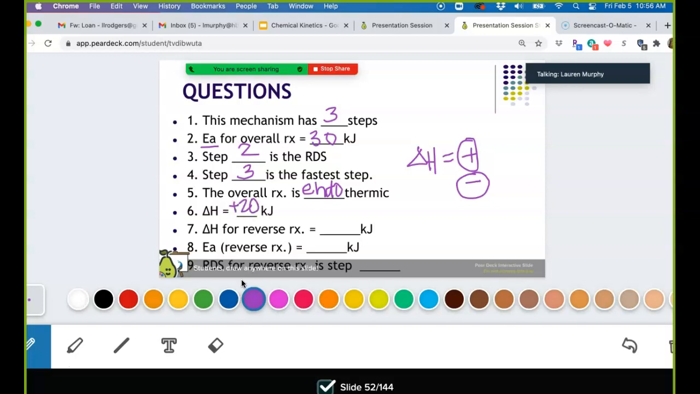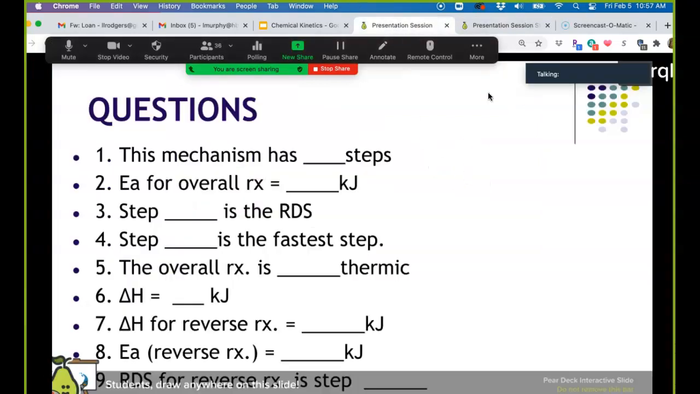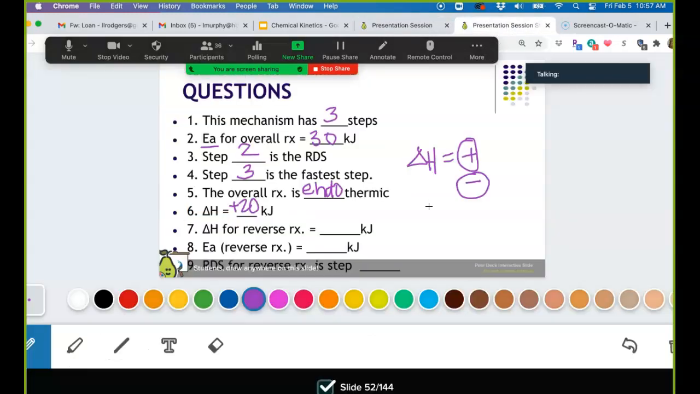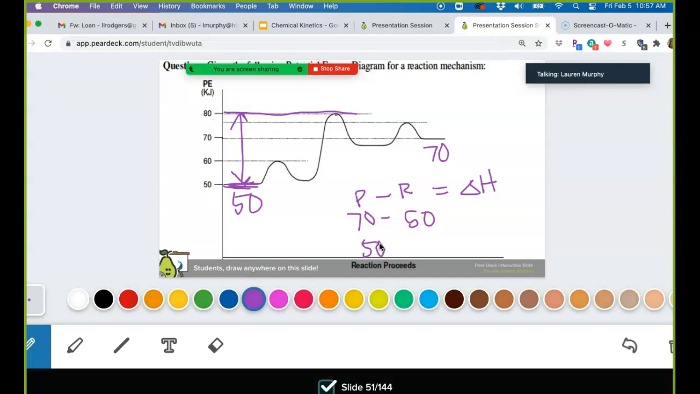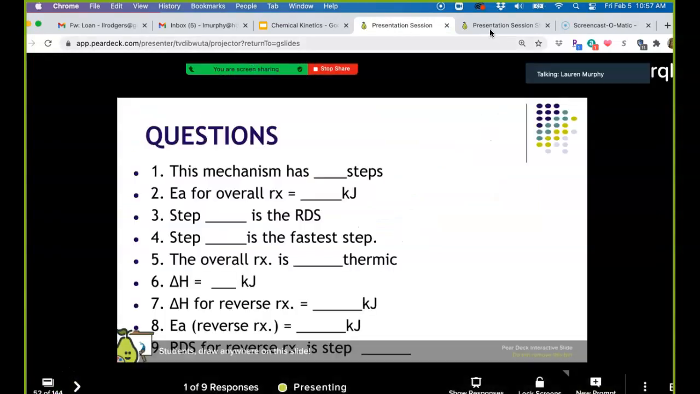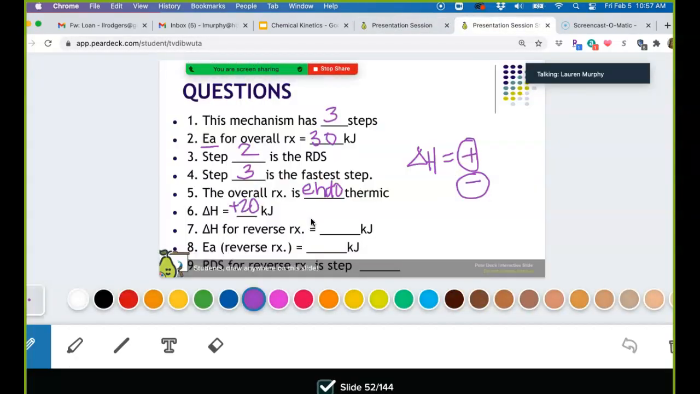Now, what's delta H for the reverse reaction? Reverse means if you were to go backwards. So if you were to go this way, it's now 50 minus 70, right? It's the same number, just different signs. If a reaction is endothermic one way, it is exothermic the opposite way, and vice versa. So it's the same number, just opposite signs. So it's negative 20. That means this much heat would be released, lost, given off if you tried to go backwards.